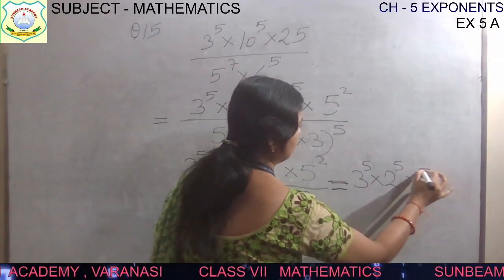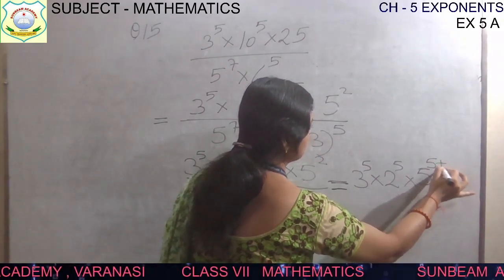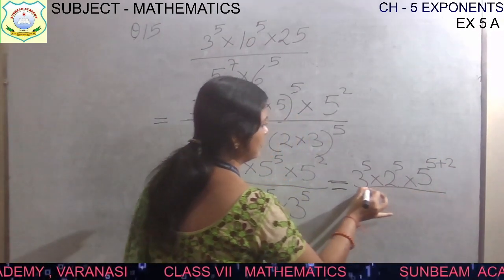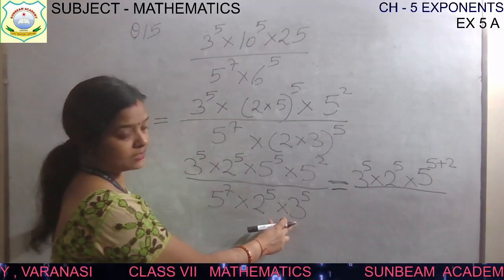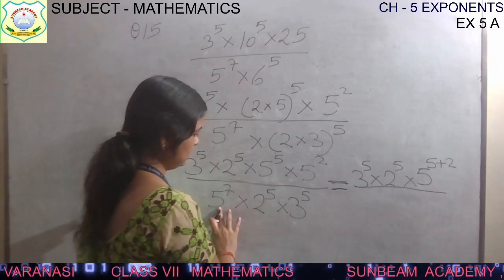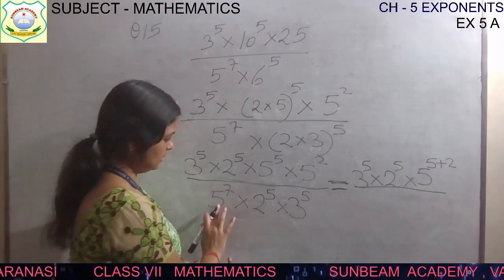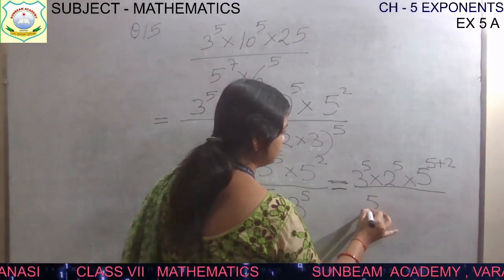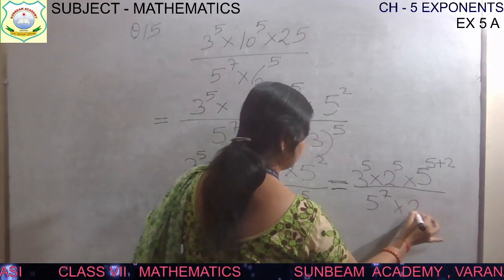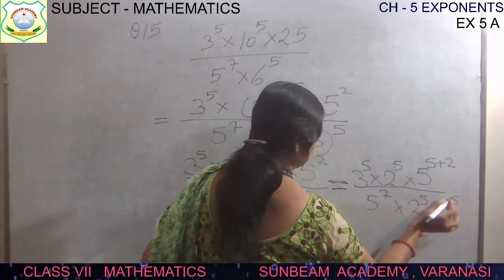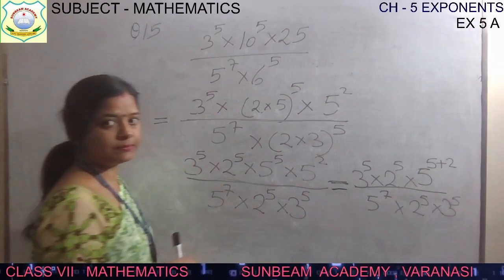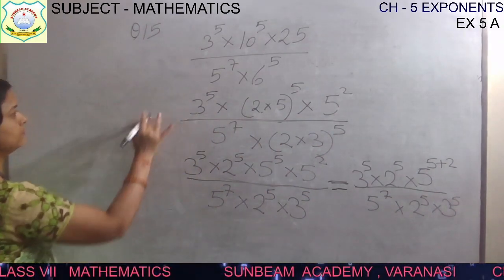So 5 to the power 5 plus 2 divided by, in denominator 5 2 and 3 kuch bhi match nahi kar raha, so we will write as it is. Denominator mein kuch bhi match nahi kar raha. 5 to the power 7, next 2 to the power 5, next 3 to the power 5. Theek hai.